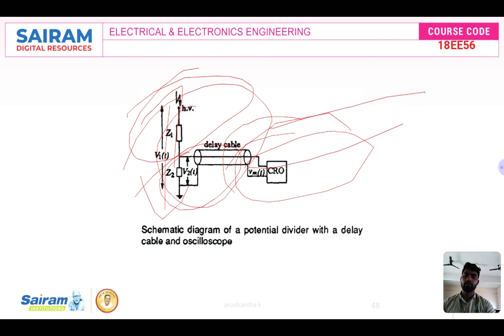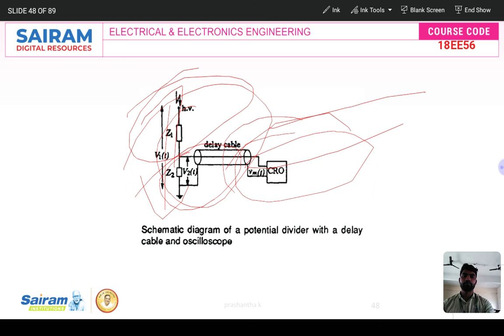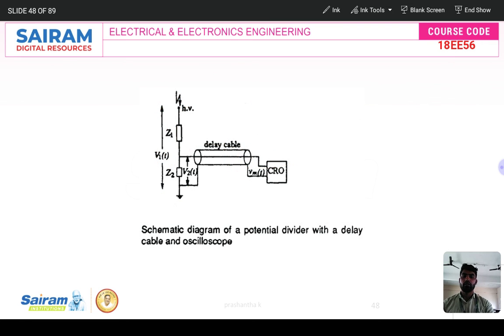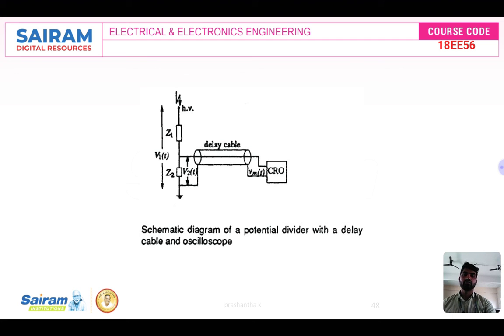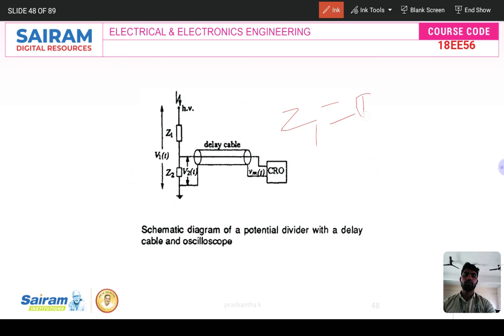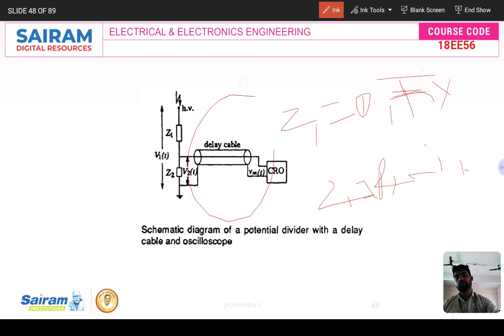Looking at the diagram, R1 and R2 are present in Z1 and Z2. Z1 is R1 minus jXC1, and Z2 is equal to R2 minus jXC2. This is the delay cable, the coaxial delay cable. The center is connected to one point of the CRO, and the other point goes to the other terminal of the CRO. So it gives you the output.